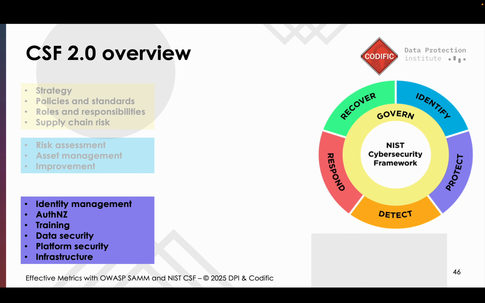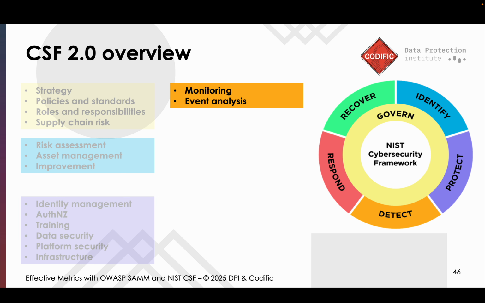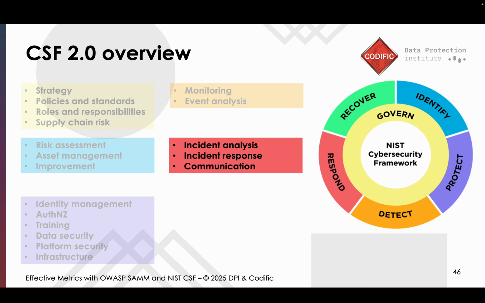Protect is the most extensive function. It covers identity and access management, training, data protection, and platform security, which, by the way, is where SAMM would fit in. Protect also includes infrastructure resilience. Detect has a more limited scope. It's about monitoring and analyzing events to spot potential issues, ideally before they escalate.